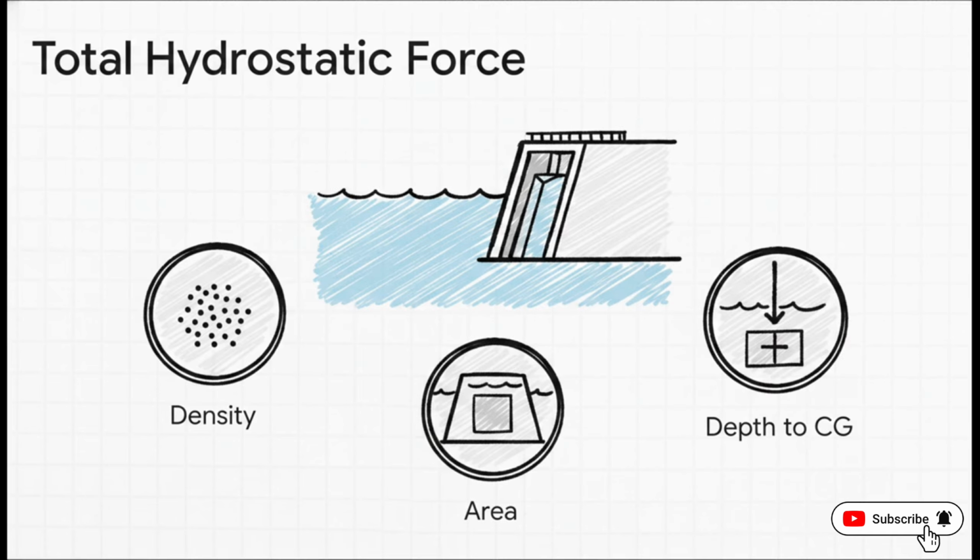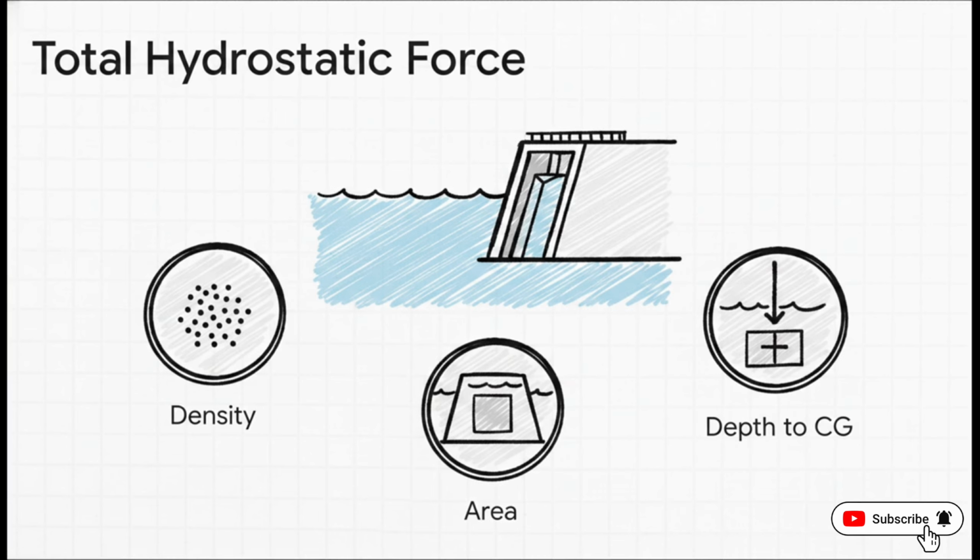F equals rho times G times A times H bar. Let's break that down real quick. Rho is the density of our liquid. Water is heavy, so obviously density matters a lot. A is the total area of the immersed surface, and H bar, like we just mentioned, is the depth of the center of gravity. It's that simple.